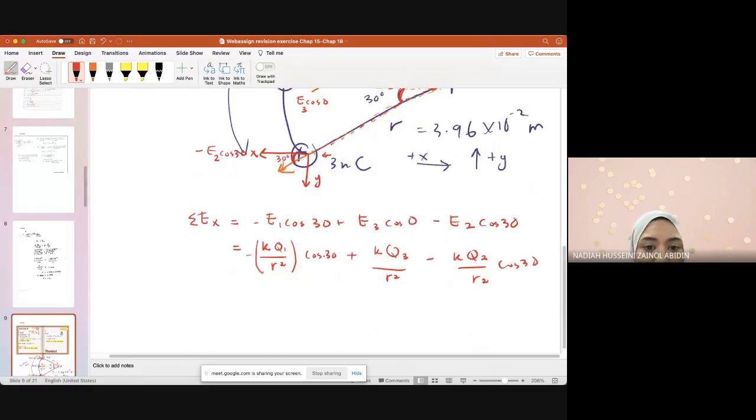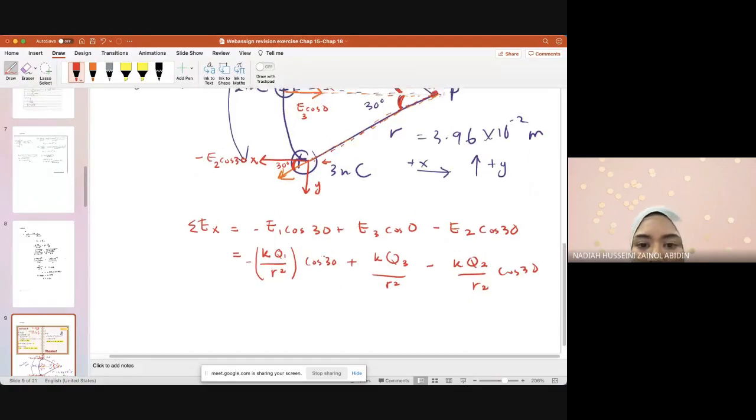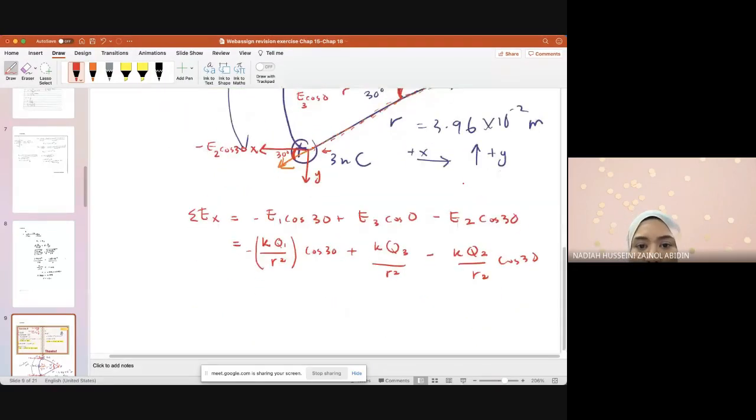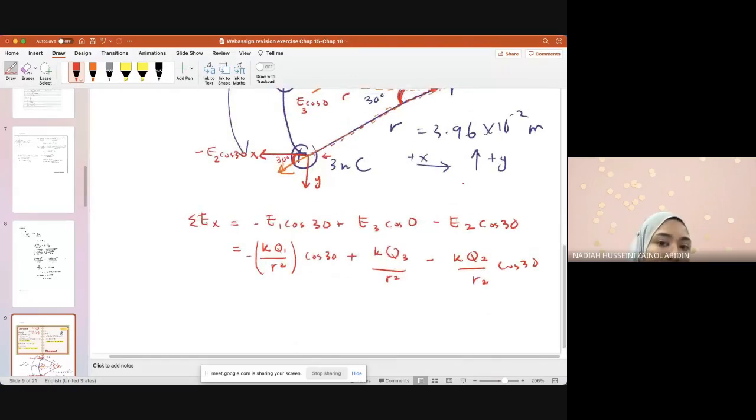Okay, so R is the same for everyone, right? The R over here is the same, the R over here is the same, the R over here is the same. This is the beauty of using something that is circular. All the radius is the same at anywhere. So if my point is here, the R is still R. Dia tak berubah. So typically kalau soalan circle, that's the tricky part. You have to know that the radius is the same.